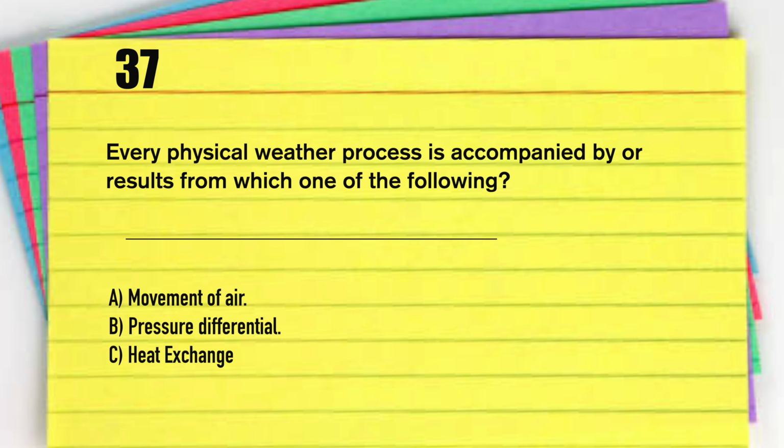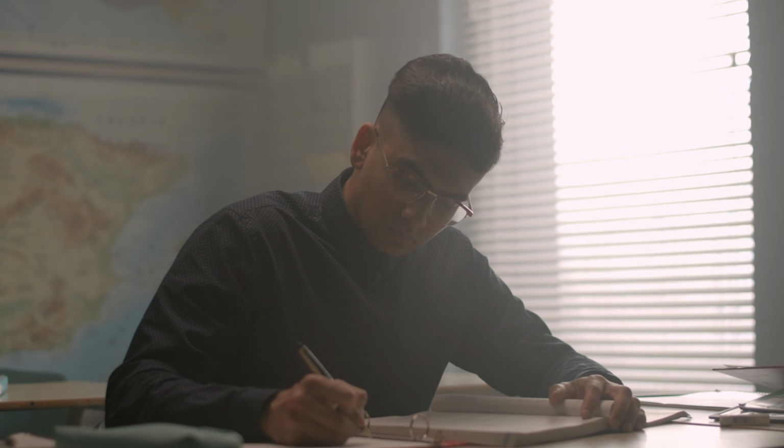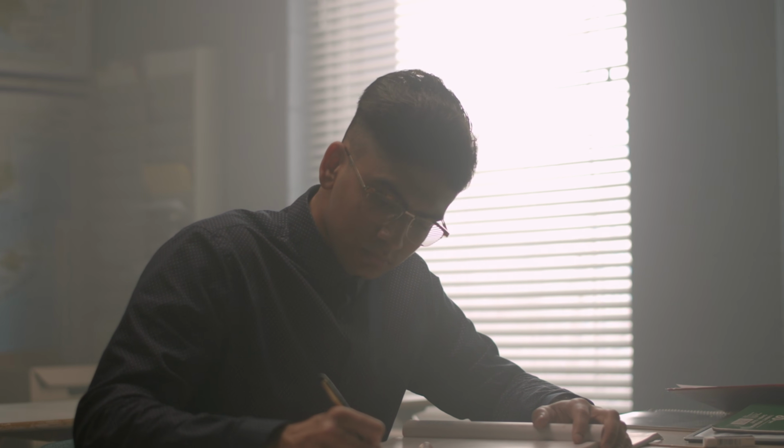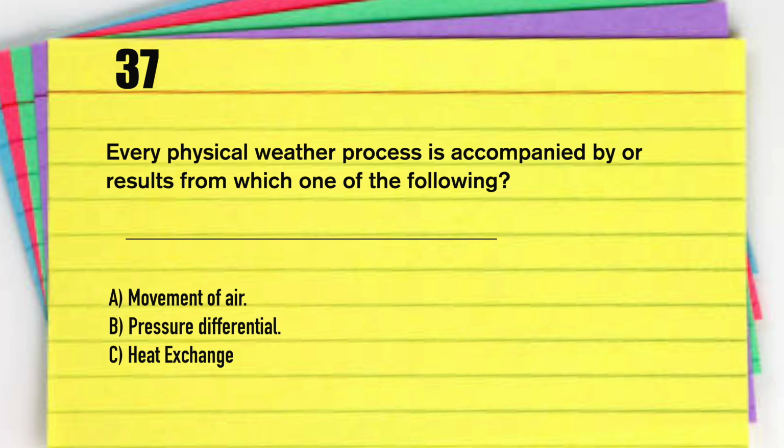Now, it's amazing how these simple questions seem so difficult without an explanation, right? But every single question counts on the exam, such as this one, 37. Every physical weather process is accompanied by or results from which one of the following? Now you can see all three answers here. I don't have to read them out, but doesn't it seem as though all three of these answer choices would apply? This is the oldest trick in the book. You want to know why? It's because the correct answer that you choose is also the one that causes the ones that you didn't choose.